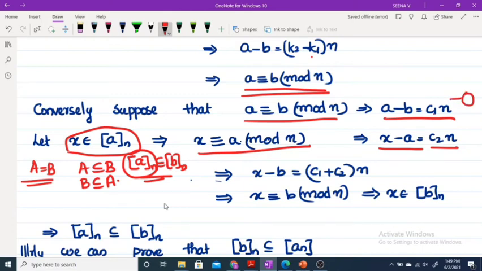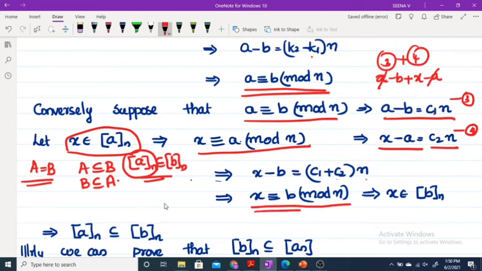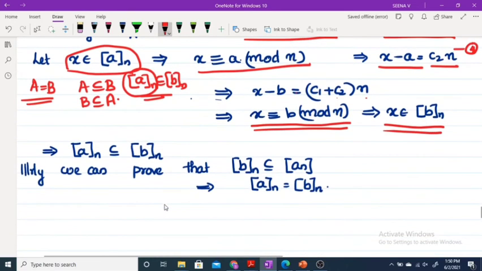Suppose you take this as some 3 and this as some 4. What about 3 plus 4? If you add 3 plus 4, what happens? a minus b plus x minus a on the left side. So this cancels and x minus b equals (c1 plus c2) n. That means x minus b is a multiple of n, that is x is congruent to b mod n, which implies x belongs to the congruent class of B mod n. That means here x belongs to this set. Now we get x belongs to this set. That means the congruent class of A mod n is a subset of this one.